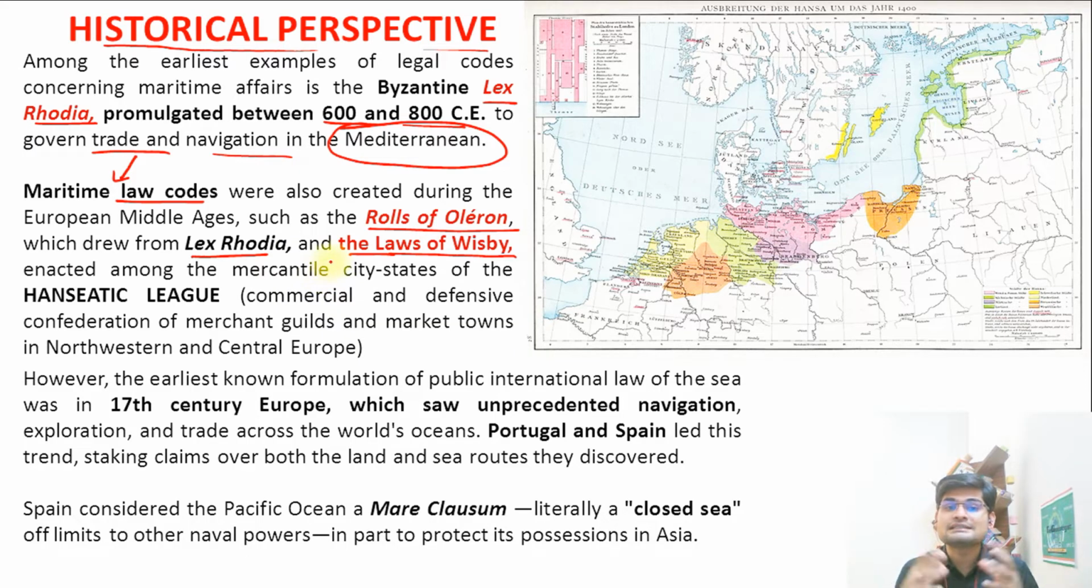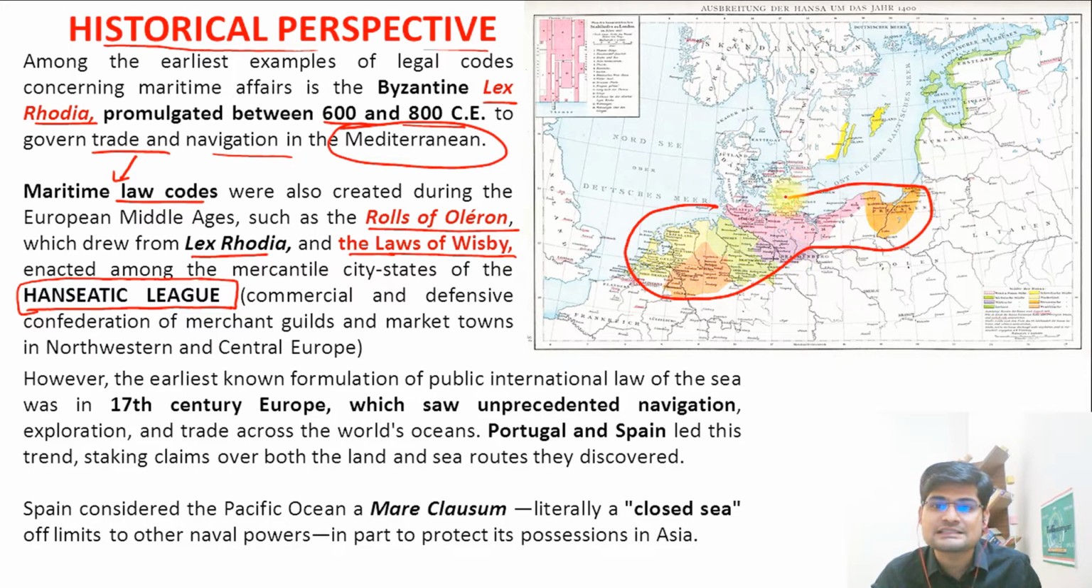And remember, the city-states league, which was the combination of all the mercantile class of merchant guilds that we saw during the northwestern and central European reign of the Middle Ages, was called the Hanseatic League. So the Hanseatic League was the first of its kind, a commercial and defensive confederation of the merchant guilds that existed in the Middle Ages, in northwestern Europe, as you can see in this map.